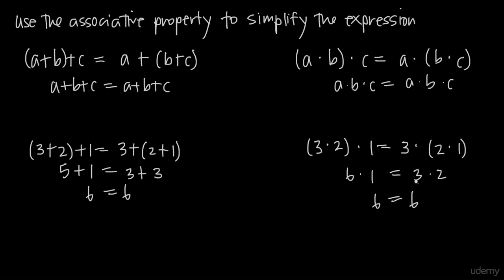So when it comes to addition and multiplication, the associative property tells you that the order of the addition and the order of the multiplication don't matter.